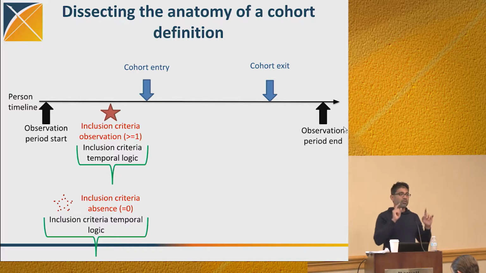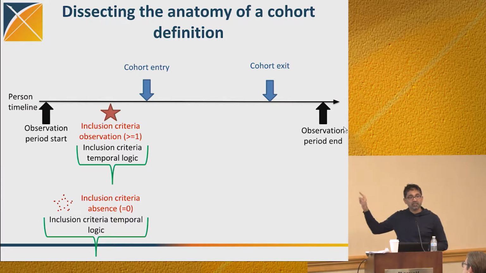But going back to one of the fundamental points, every person has an observation period. That's the dark line, observation start date to observation end date. The blue arrows are cohort entry and cohort exit date. Your cohort dates cannot be outside the observation period. So by default, Atlas and tools in OHDSI will use, at the maximum, the observation period end date as the end date for the cohort. Does that make sense?